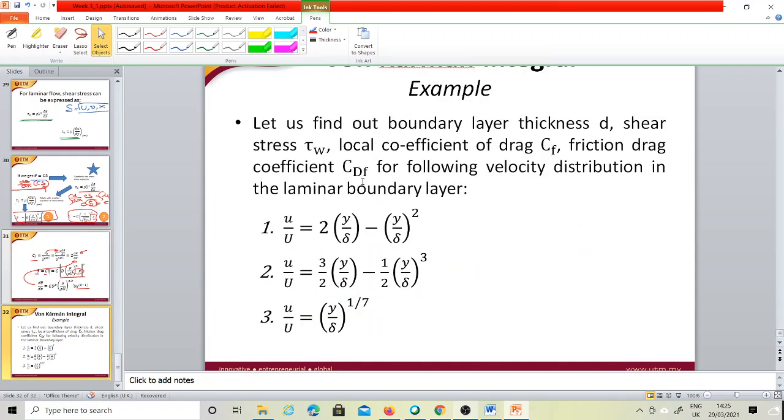So these are the tasks for you. Let us find the boundary layer thickness delta, the local shear stress, the local coefficient of frictional drag and the frictional drag coefficient, for the following velocity profile. So u by U is of a different form, and you need to solve this one for this problem.